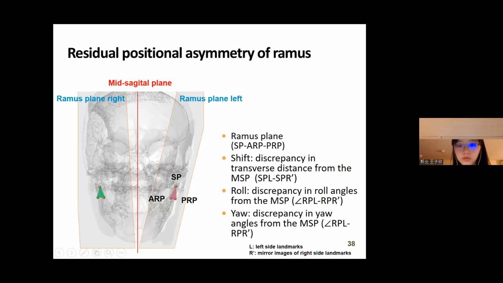For the shift asymmetry, we measure the discrepancy in transverse distance from the mid-sagittal plane between the sigmoid point left and the sigmoid point right. For the roll asymmetry, we measure the discrepancy in roll angles from the mid-sagittal plane on both sides. And for the yaw asymmetry, we measure the discrepancy in yaw angle from the mid-sagittal plane.